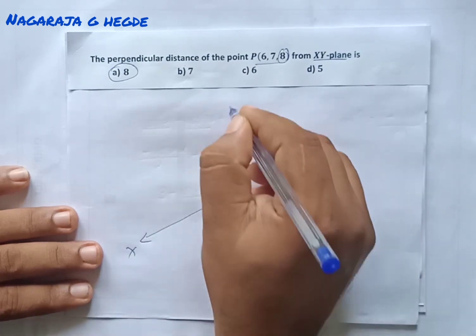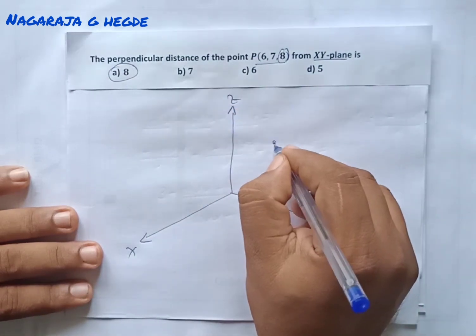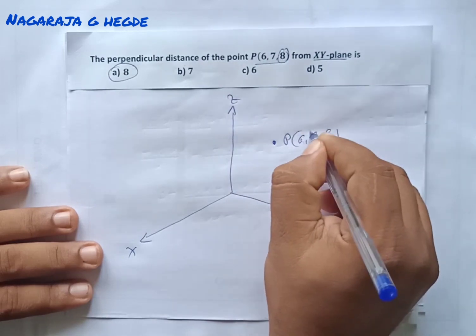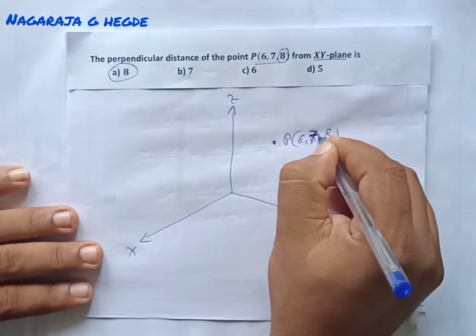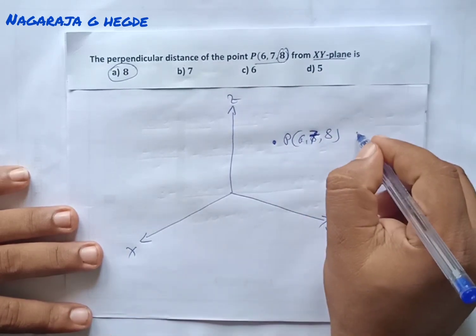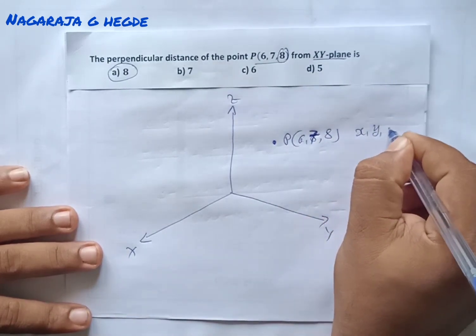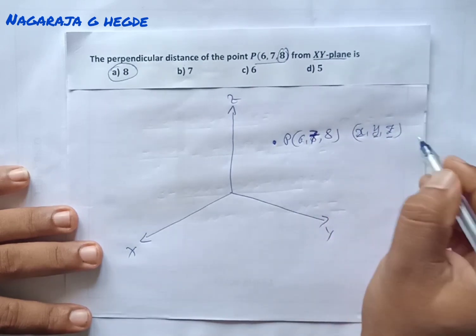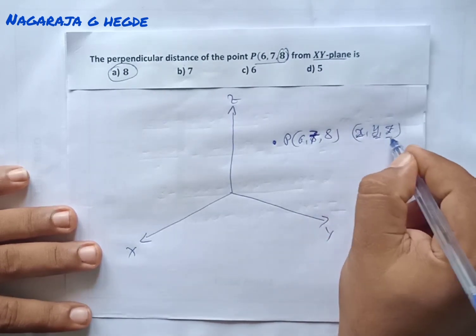X-axis, y-axis, z-axis. There is a point P of 6, 7, 8. In general, a point is represented by P of x, y, z. Then, what is the meaning of these values x, y, z? What do x, y, z mean?